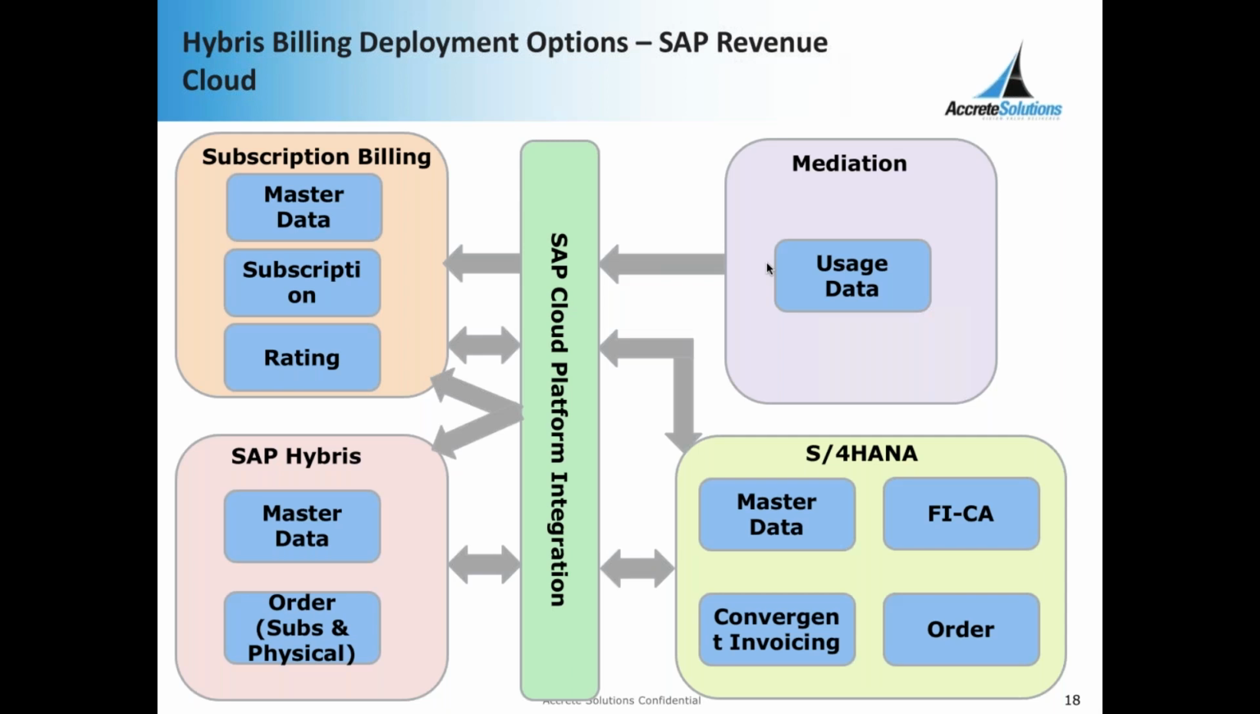You can use Hybris Commerce for ordering physical products and subscriptions. Again, that sends the data back to S/4HANA through SAP Cloud Platform, and also sends it to subscription billing through the SAP Cloud Platform Integration. And these are the deployment options for Hybris Billing.